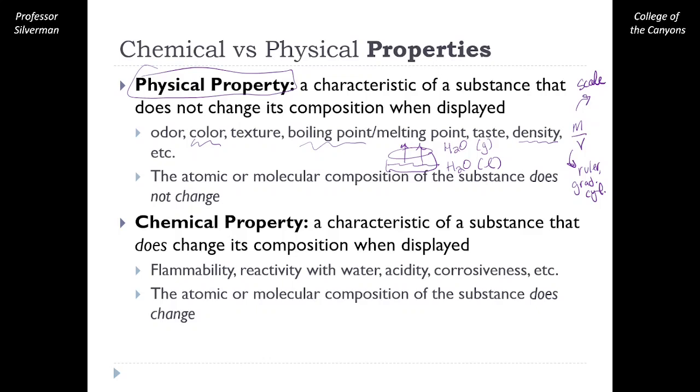The alternative is going to be a chemical property. Chemical properties do change the chemical structure of your material as you are displaying or measuring that property. Let's look at an example. Flammability. How do you test if something is flammable? Well, the easy answer is you try to light it on fire. You try to burn it.